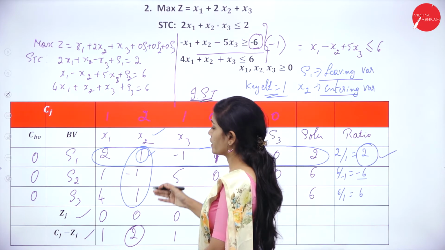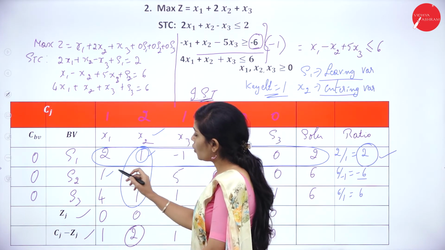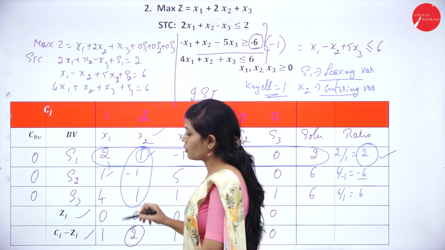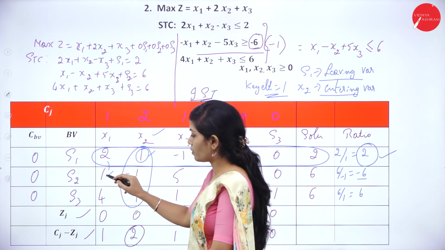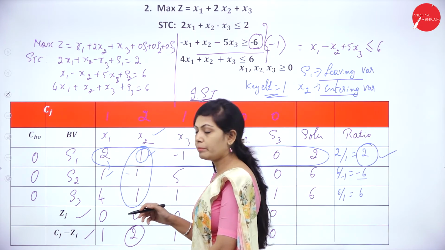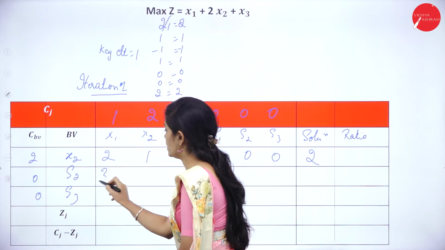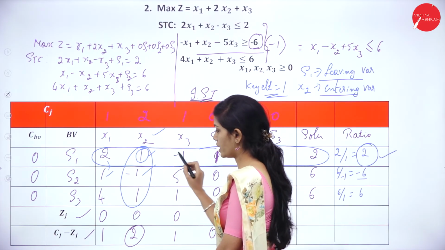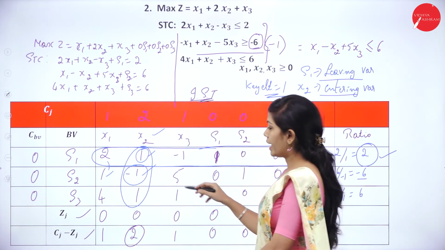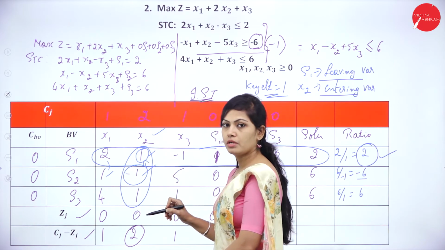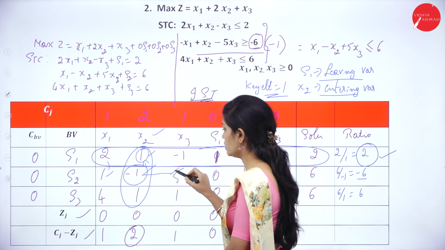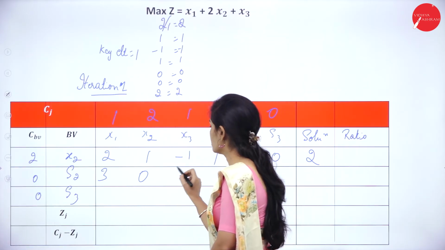So using non-key rows, we can find the new values. Here, old value is 1, corresponding key column is minus 1 and corresponding key row is 2. I'll repeat, old value is 1, corresponding key column is minus 1, key row is 2 and key element is 1. So you'll get 3. And old value is minus 1, corresponding key column also minus 1, and corresponding key row is 1. You will get 0. And old value is 5, corresponding key column minus 1, key row is minus 1. So you will get 4.